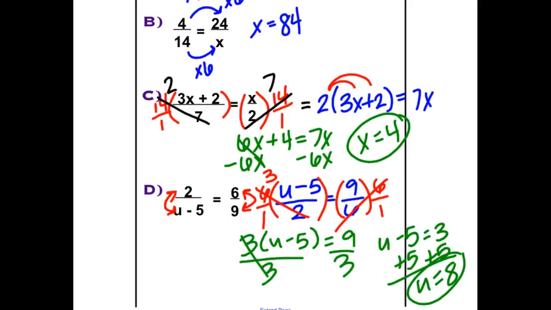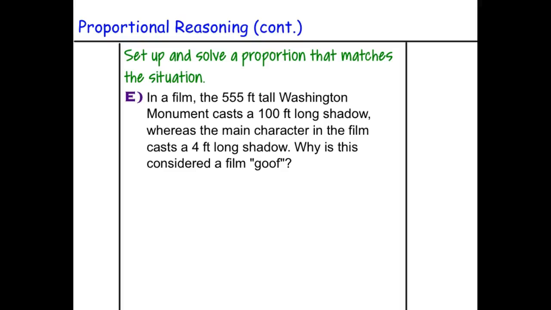And you know what? No lesson would be complete without having some word problems. So we've got here, in a film the 555-foot tall Washington Monument casts a 100-foot long shadow, whereas the main character in the film casts a 4-foot long shadow. Why is this film considered a goof? So we need to figure out how tall this main character is.